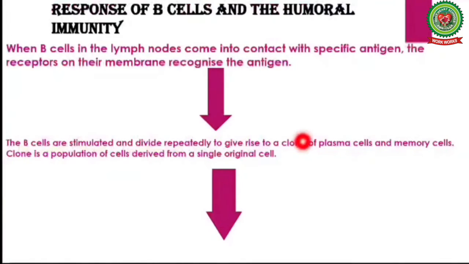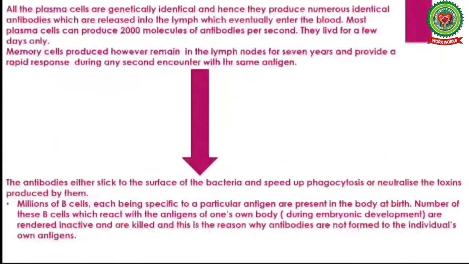Next, response of B cells and the humoral immunity. When B cells in the lymph nodes come into contact with a specific antigen, the receptors on their membrane recognize the antigen. The B cells are stimulated and divide repeatedly to give rise to a clone of plasma cells and memory cells. A clone is a population of cells derived from a single origin cell.